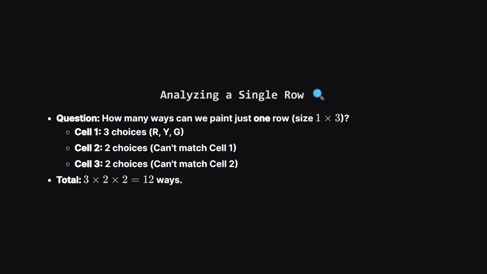Before we think about n rows, let's just look at a single row. How many ways can we paint a strip of 3 cells? Well, for the first cell, we can pick any of the 3 colors. For the second cell, we can pick any color except the one we used for the first cell, so that leaves us 2 choices. For the third cell, we can pick any color except the one used for the second cell, which leaves us 2 choices again. So 3 times 2 times 2 gives us 12 possible ways to paint a single row validly.